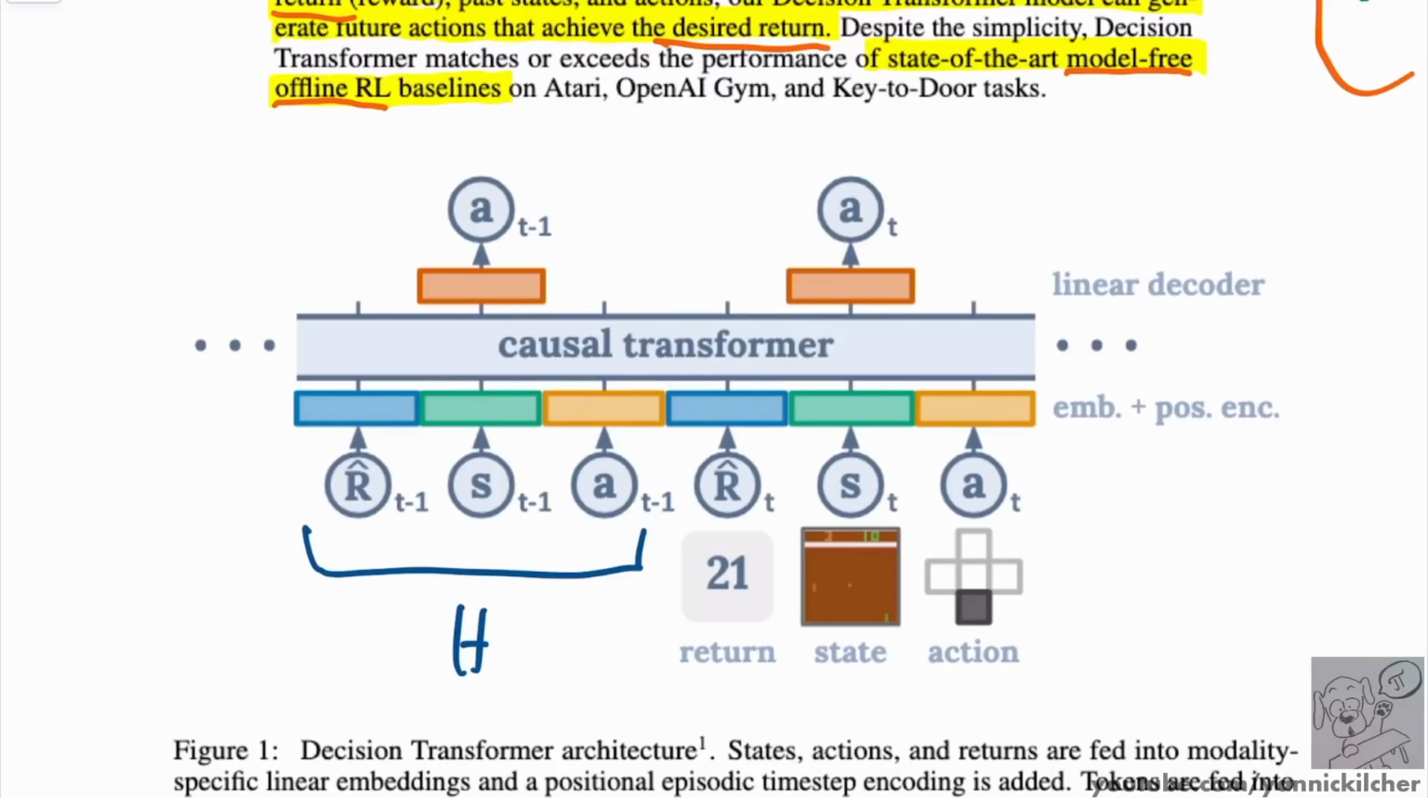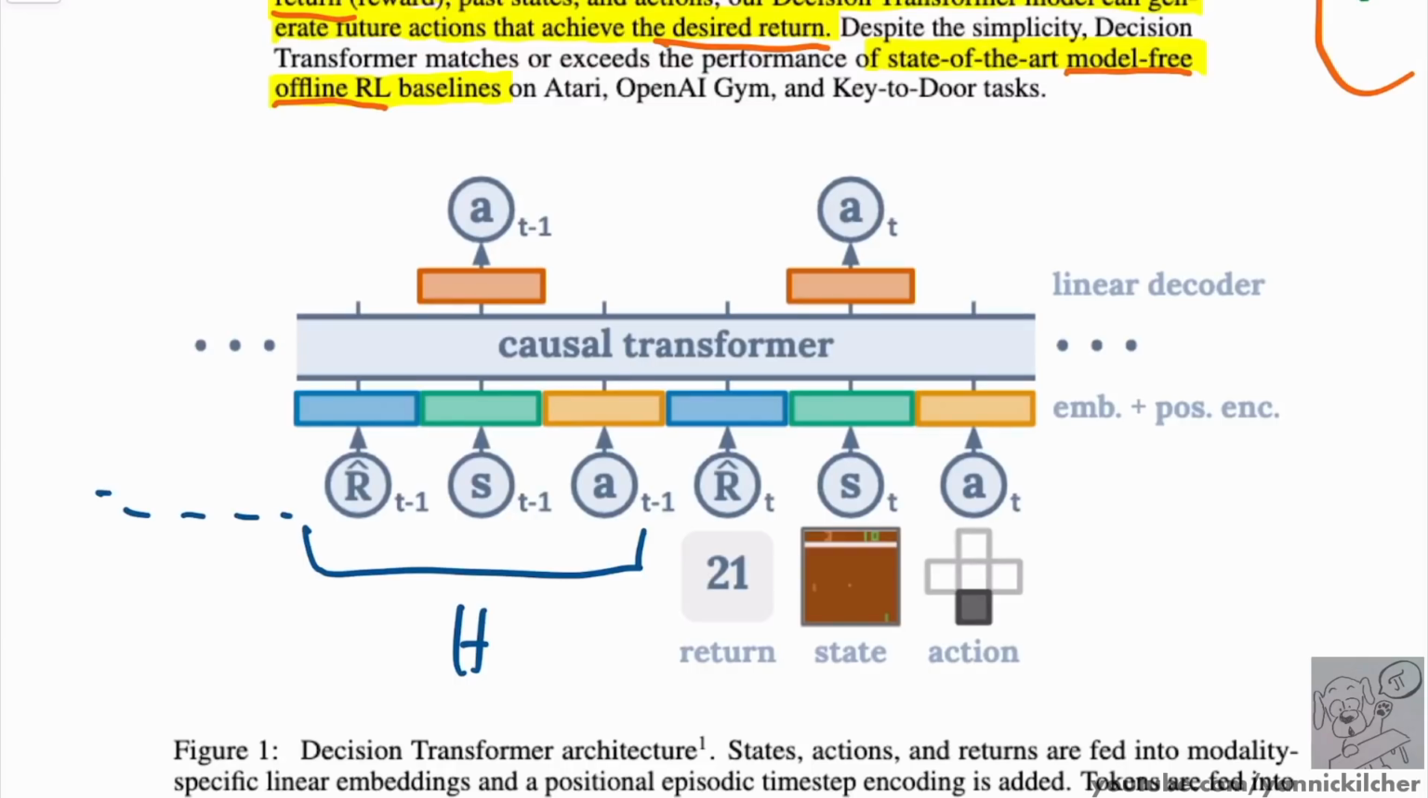This is the rewards you got in the past, and disregard the little hat on the R. It's the states of the past. It's the actions of the past. It actually extends into the past, okay? So this is the input you get, and you would get that in any other reinforcement learning algorithm.